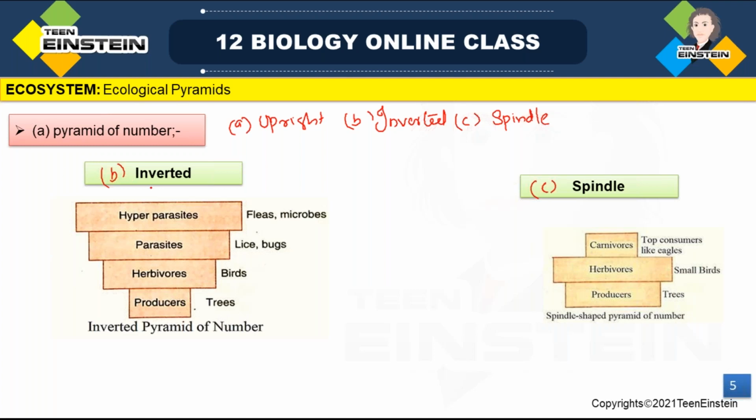Then the second type is inverted. See, in some cases you can see that at each successive trophic level, the number of organisms is higher than in the preceding one.